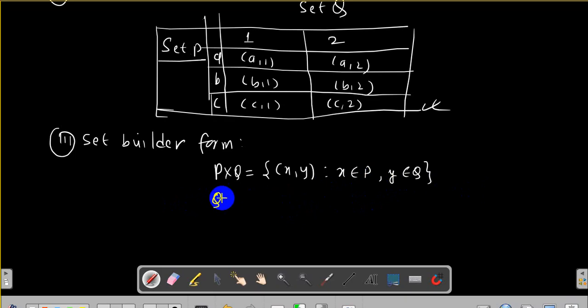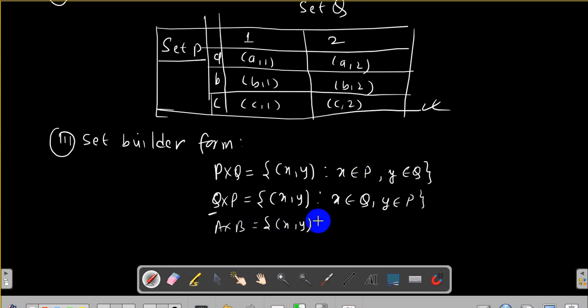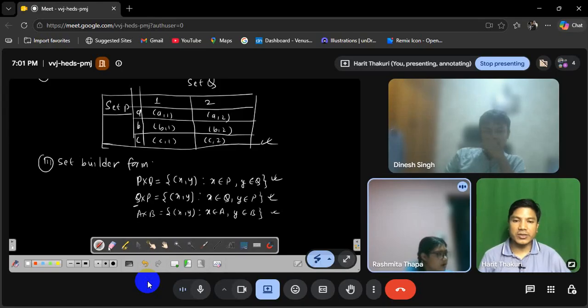If we are told to write Q cross P, then you write (x, y) such that x belongs to the first set Q, y belongs to the second set P. If you are told to write A cross B, then it will be (x, y) such that x belongs to set A, y belongs to set B. So, this is the process of writing the Cartesian product in set builder form. Do you have any confusion on this? No, sir.